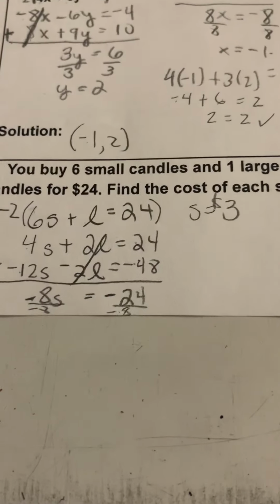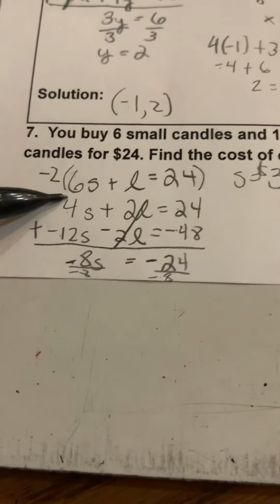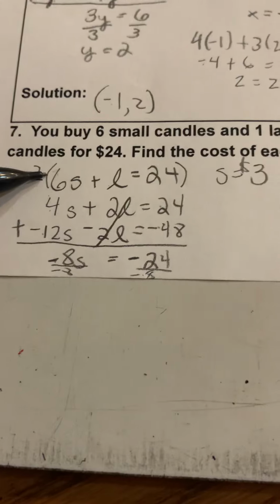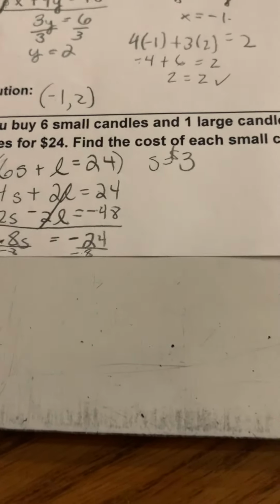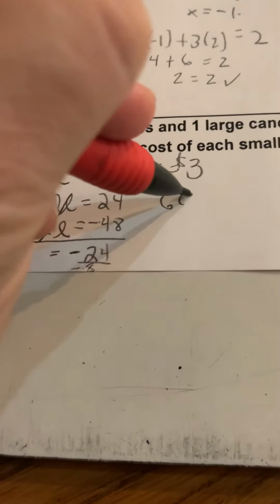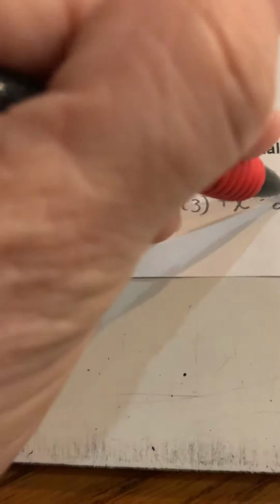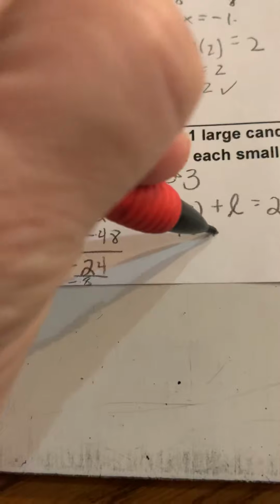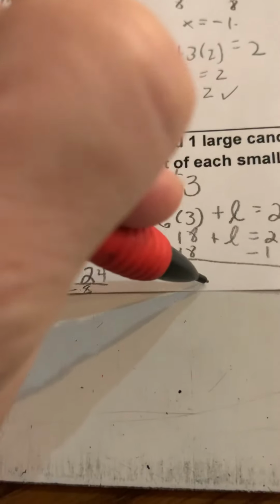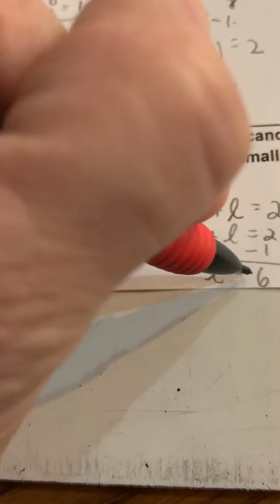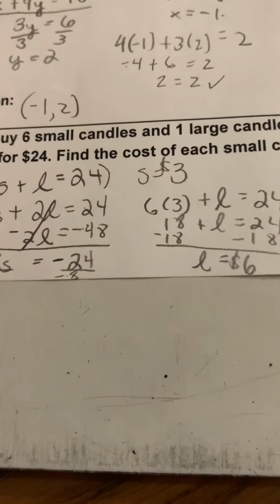Once I know what the small candles cost, I can easily plug it into one of the equations. So I'm going to do that. So 6 small candles, 6 times 3 plus the large candle equals 24. So I get 18 plus the large candle equals 24. Subtract 18 from both sides. The large candle is going to equal $6. And that should make sense to you.